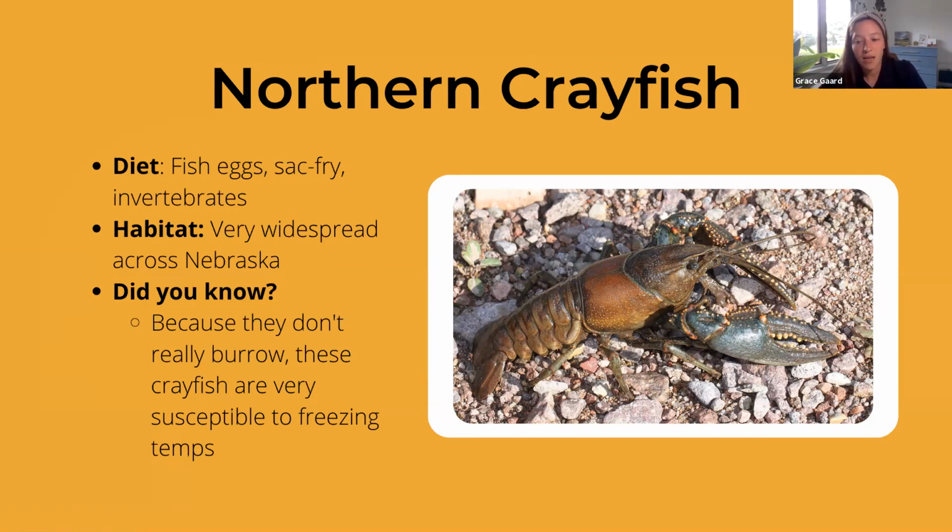Their main diet is fish eggs and sac fry, which, if you don't know, are when a fish hatches out of its egg. A lot of the time it's really vulnerable and it actually will have a sac attached to its body that's kind of like a yolk sac, and it contains all the nutrients they need, so they don't really need to eat for a while. That's something the crayfish would like to eat, and then obviously a lot of invertebrates.